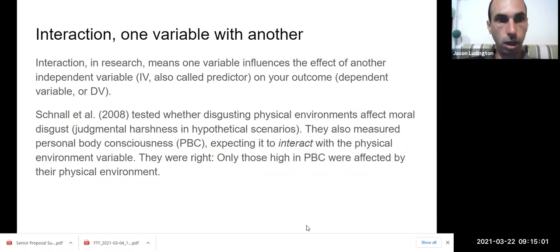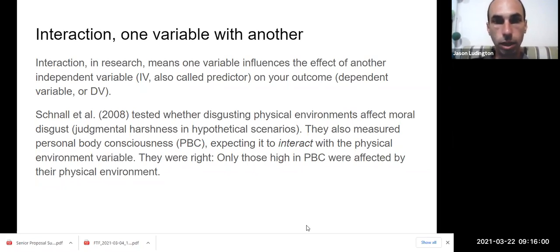And here's an example. Schnall and colleagues in 2008 tested whether disgusting physical environments affected moral disgust. They measured the impact of moral disgust by asking for participants' ratings of how harshly they judge a behavior in a hypothetical situation. So they would judge that behavior in the hypothetical story more harshly if they were sitting in a disgusting environment, and they would judge less harshly if their environment were clean and tidy and neat looking.